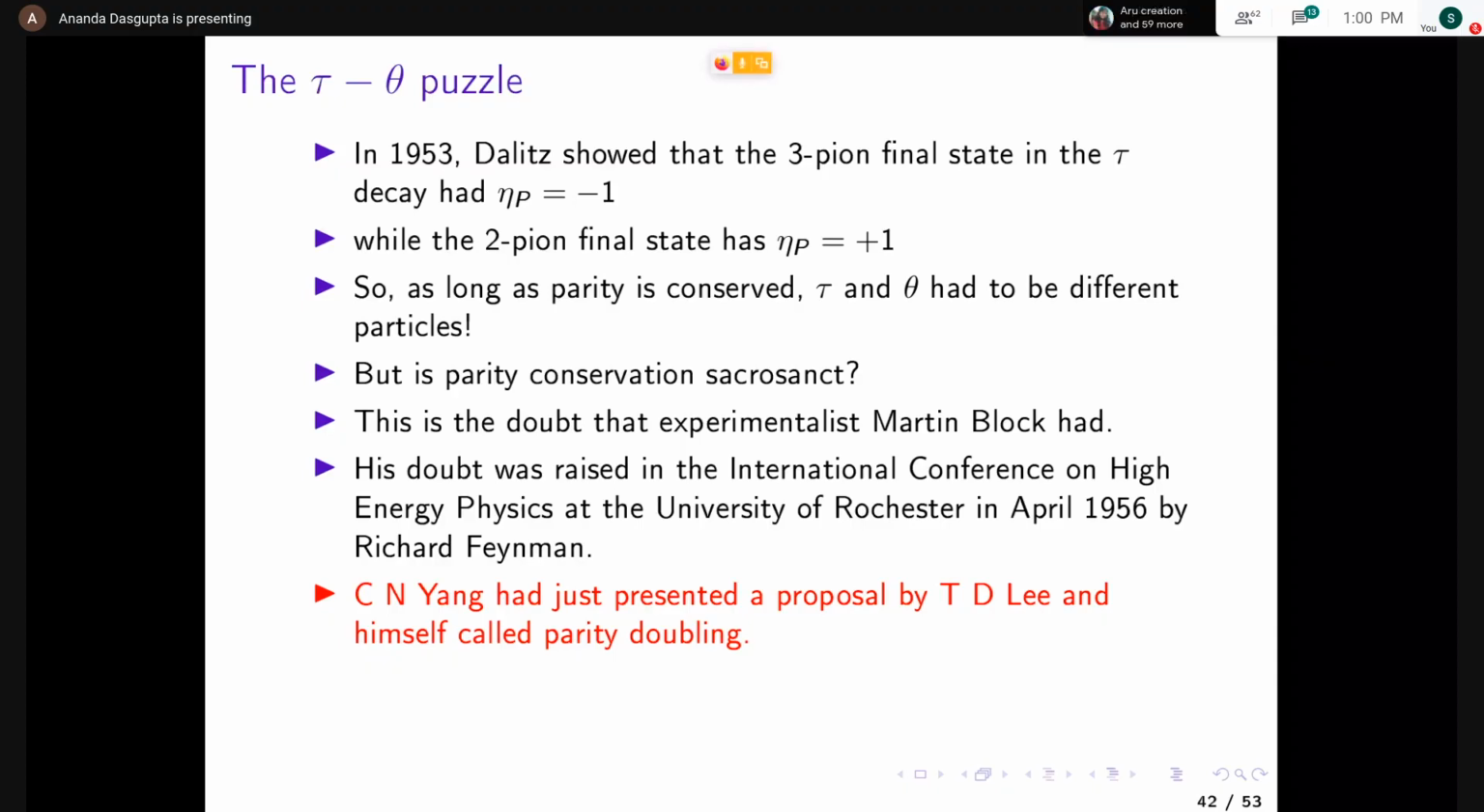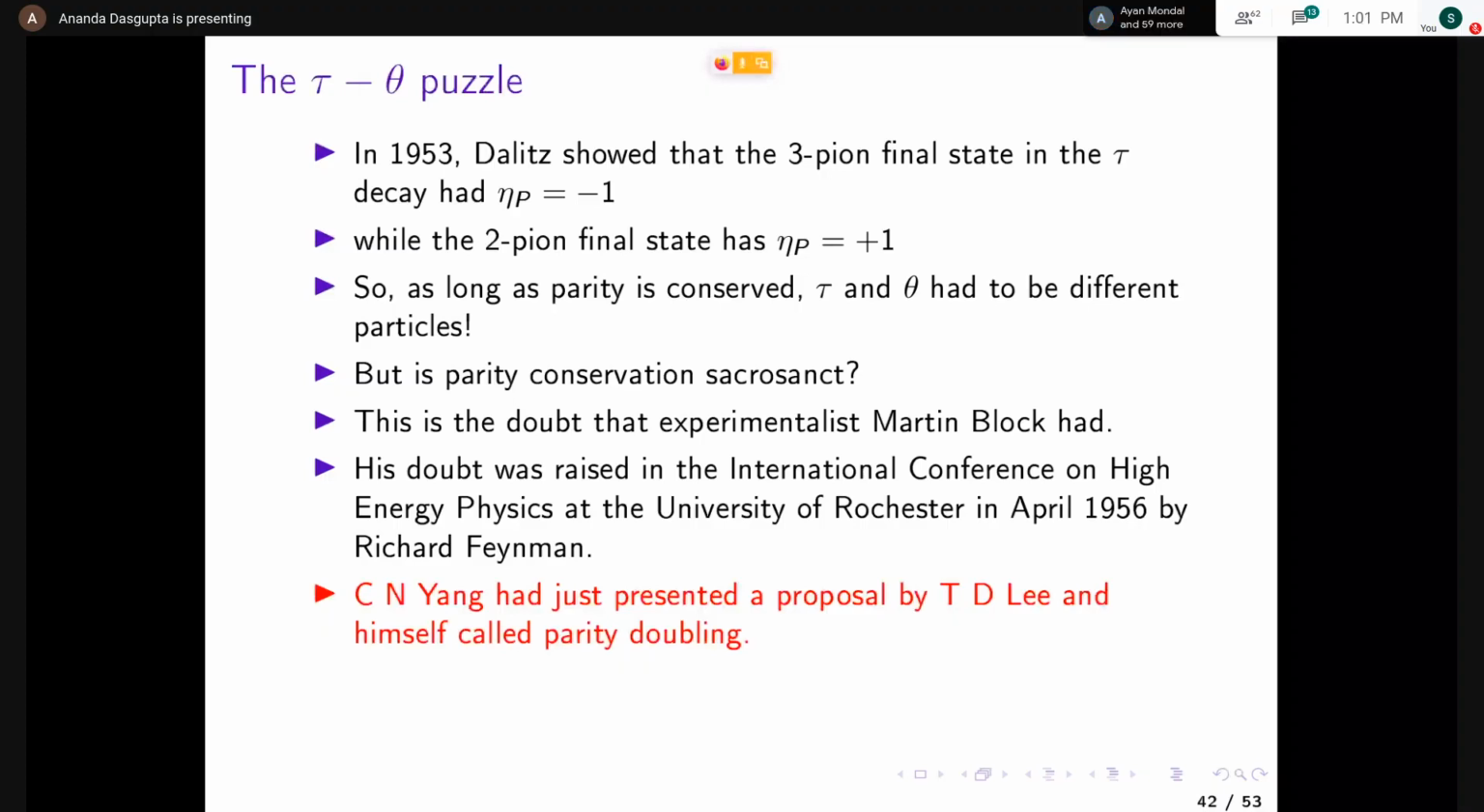They had this idea which was crazy and nobody really liked that idea at that time, that there is something called parity doubling. That is, the same particle may sometimes exist in parity +1, sometimes exist in parity -1 states. That went against what most people knew about particle physics at that time. But since this was a desperate problem, Yang and Lee had come up with this parity doubling idea.